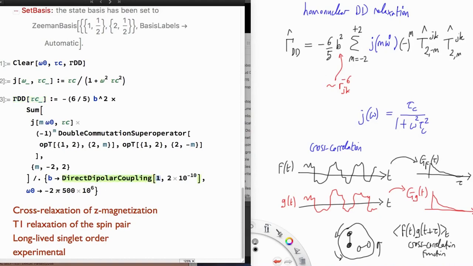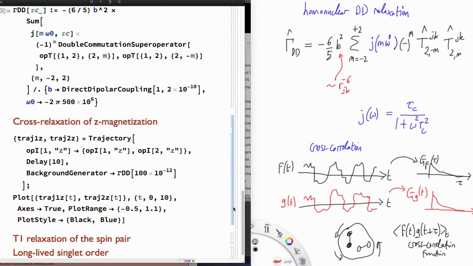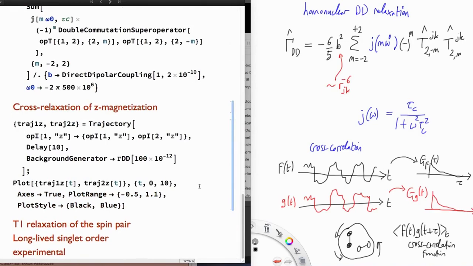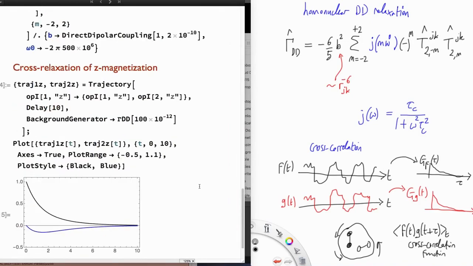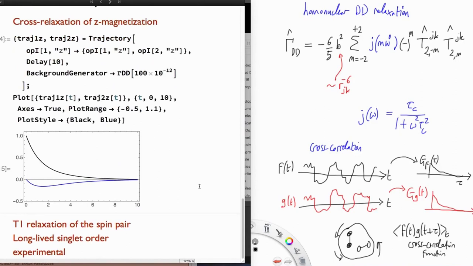I've just used dipole coupling corresponding to two protons separated by two angstroms at a Larmor frequency of 500 megahertz. So that was the same superoperator that's been used before. And for example, we can plot the trajectories of the Z magnetization components just as we did before, which shows cross relaxation using that superoperator at a correlation time of 100 picoseconds. The magnetization of spin 1 decays and feeds in the negative sense to the magnetization of spin 2.